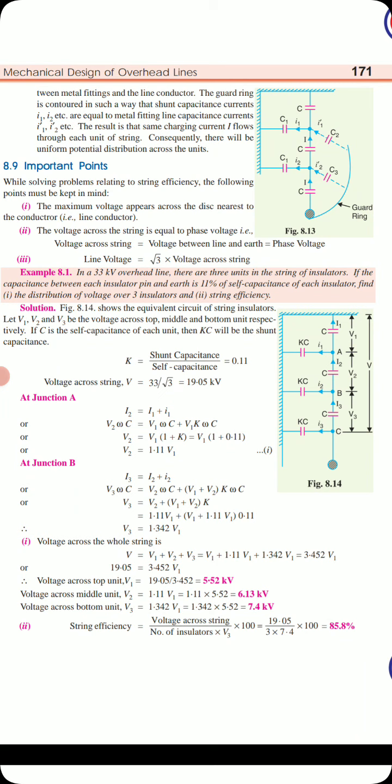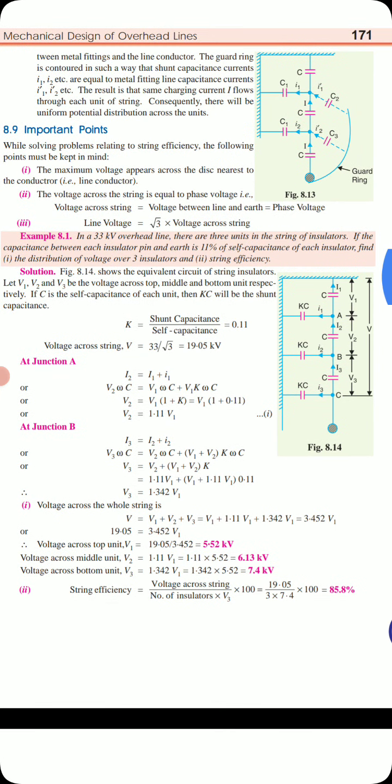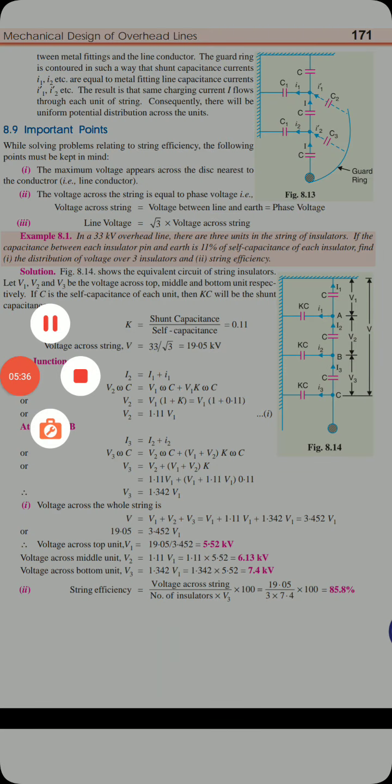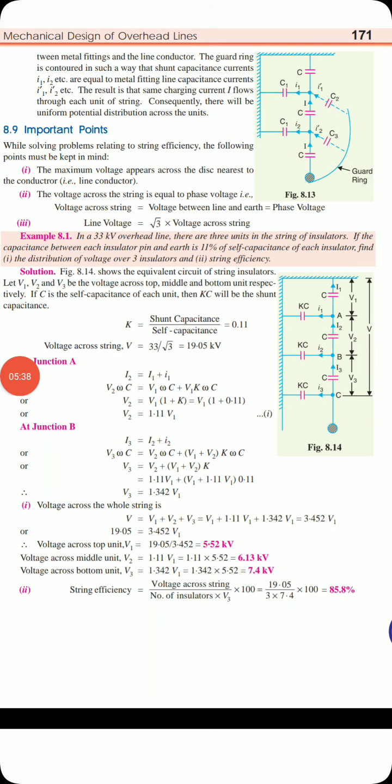You know the equation V3 is equal to V2 plus V1 plus V2k. Put the value of k and V2, and replace it by its value in terms of V1. So you will get V3 is equal to 1.342 V1. What is the total V then? Total V is equal to V1 plus V2 plus V3. So together you add all the three voltages, you will get 3.45 V1.